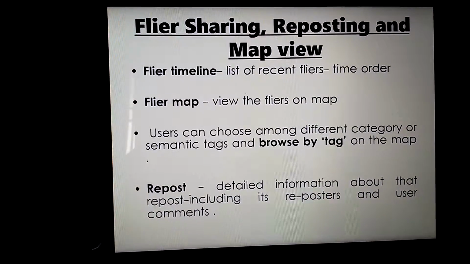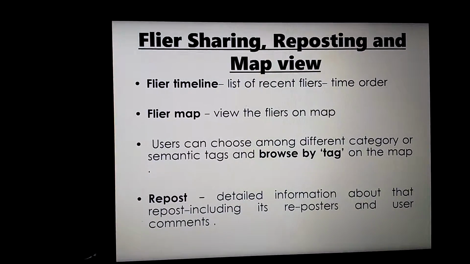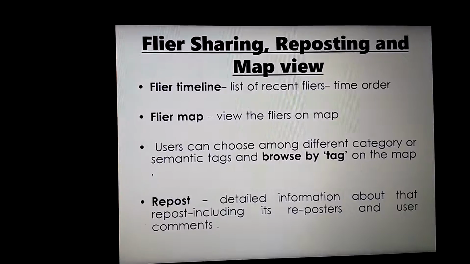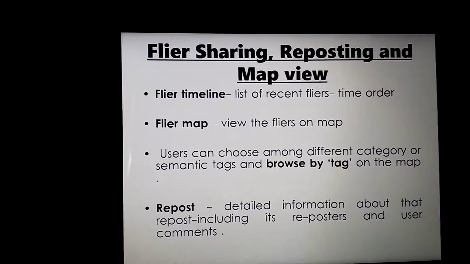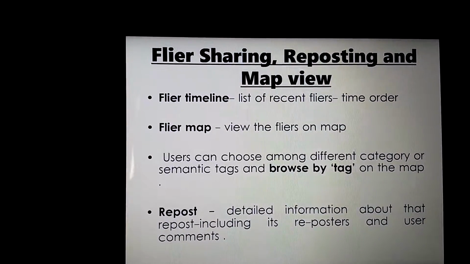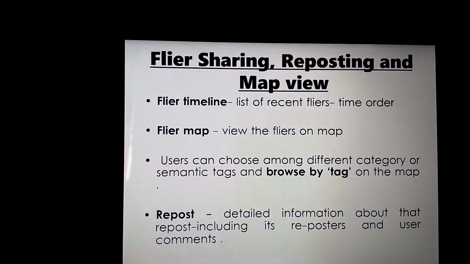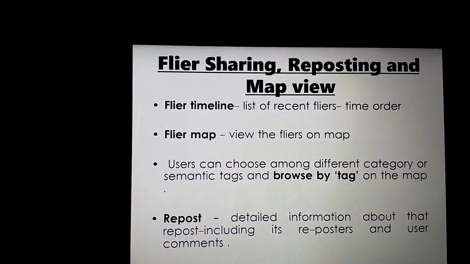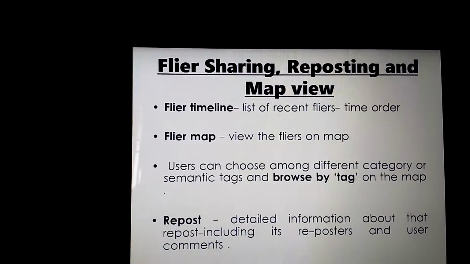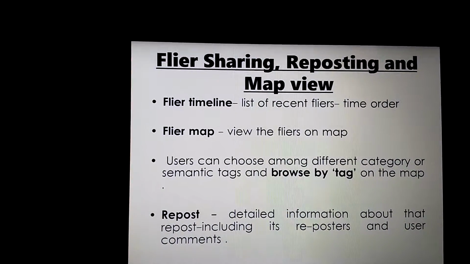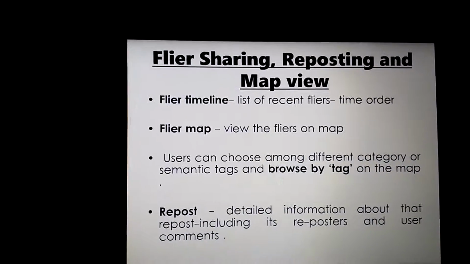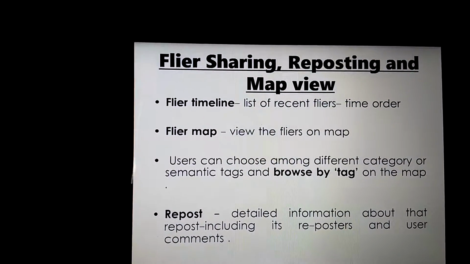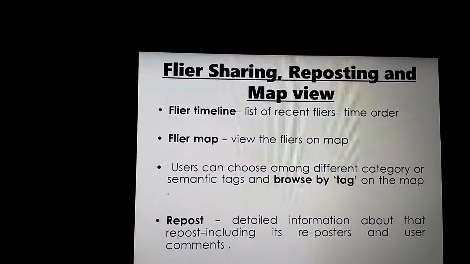This is our last module. This is our extension. If you see, flyer sharing, reposting and map. Flyer timeline is one such feature in which all the flyers are arranged in chronological order, and you can see all the flyers on the wall of your application. Then comes the flyer map. When you go to the flyer map, geographically you can find any flyer and its detail. So the user can browse by tag or browse geographically.